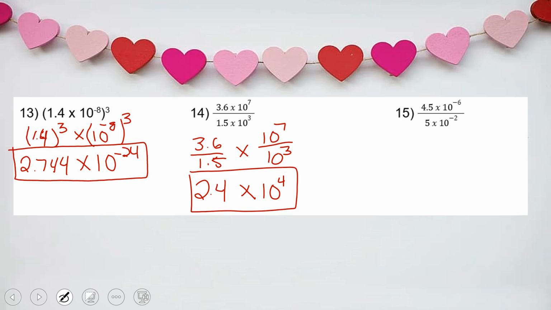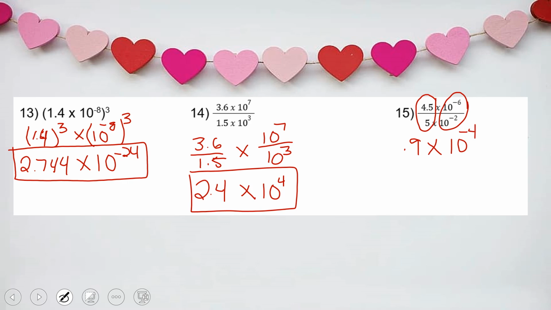Okay, one more, and I'm going to do a little bit less work to show on this one, but I'm going to divide these and I'm going to divide these. 4.5 divided by 5 is 0.9. 10 to the negative 6th divided by 10 to the negative 2nd is 10 to the negative 4th.